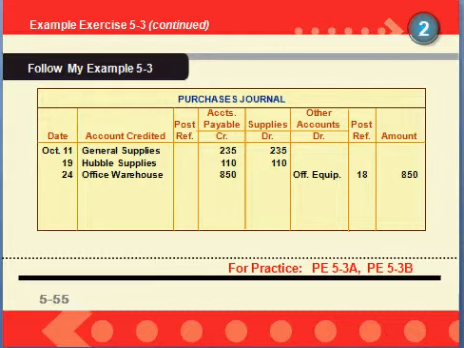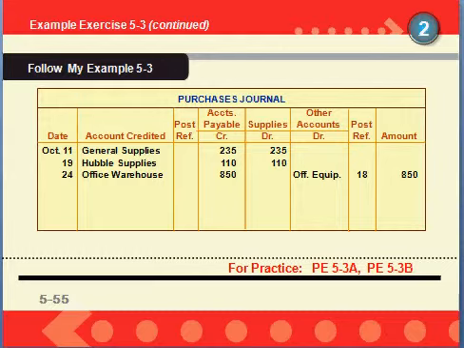we bought $235 worth of supplies on account, and so we have a debit to our supplies account and a credit to the accounts payable. Then on the 19th, we bought $110 worth of supplies from Hubble Supplies, and so we have a debit to supplies and credit to accounts payable. And then on the 24th, we bought some office equipment.